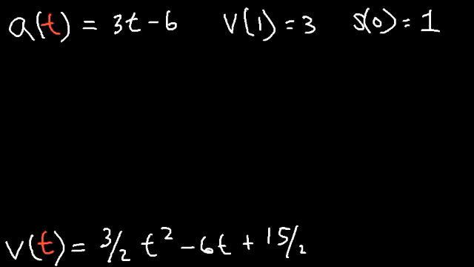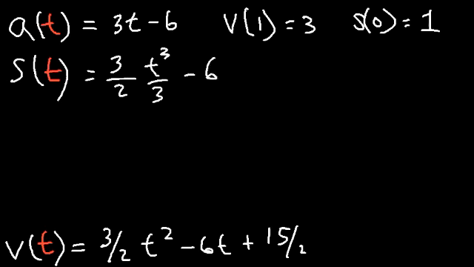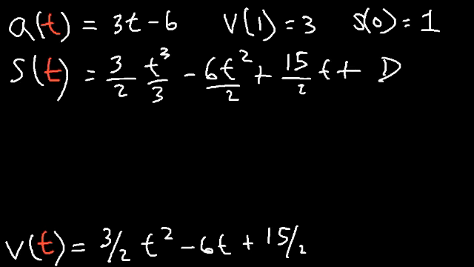So now we can find the position function, which is the integration of the velocity function. So it's 3 over 2 t to the third power divided by 3 minus 6t squared divided by 2 plus 15 over 2t plus a new constant. You can use c again. Some textbooks call the second constant d. So we use d instead of c, since c is 15 over 2. Now we can cancel these, and this reduces to 3.